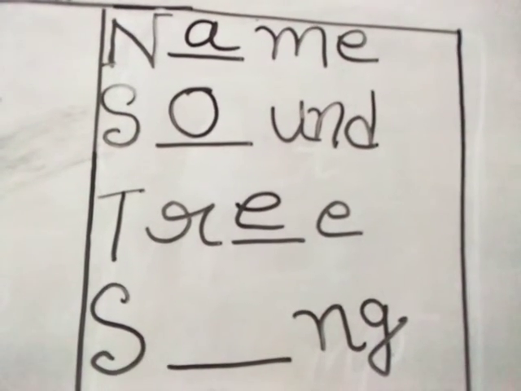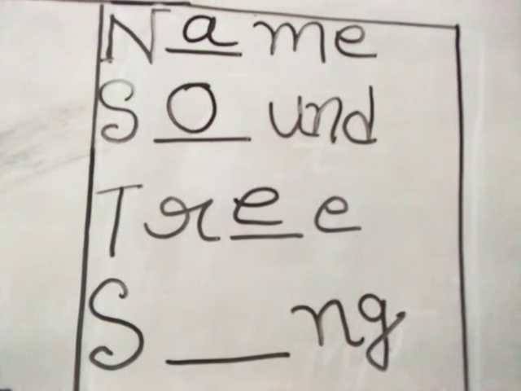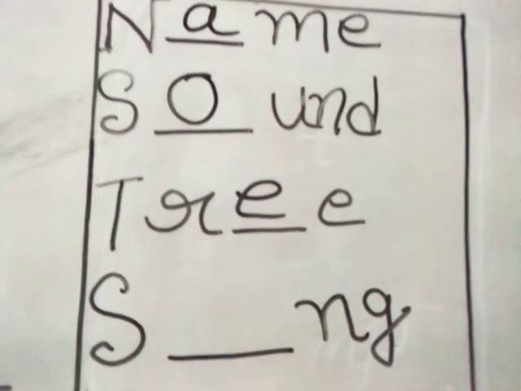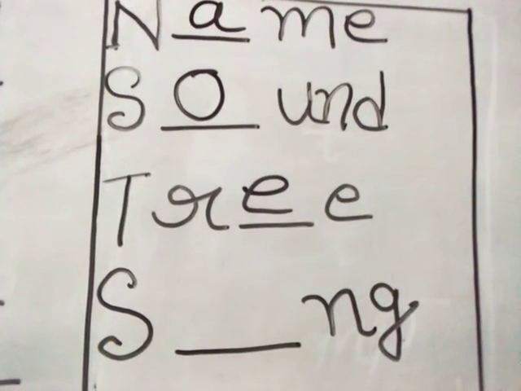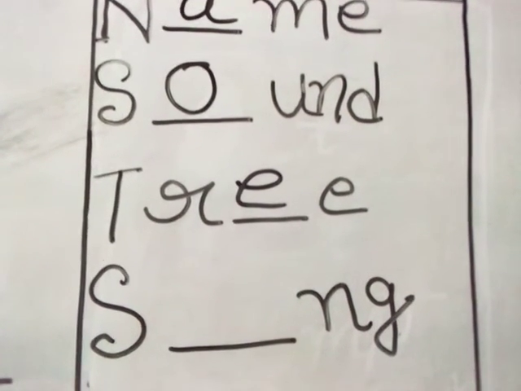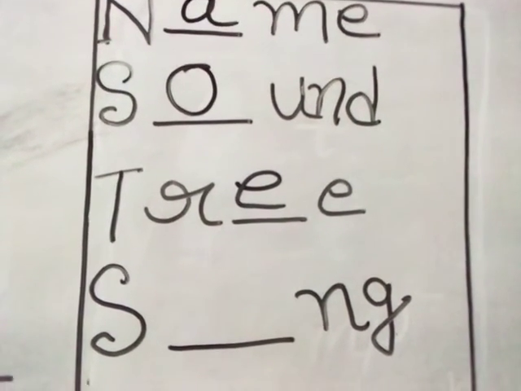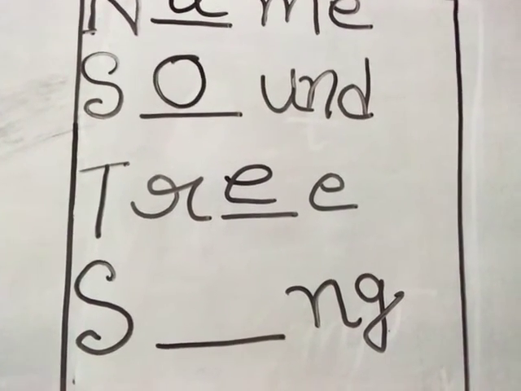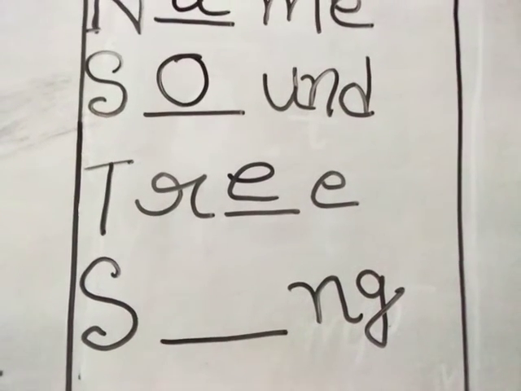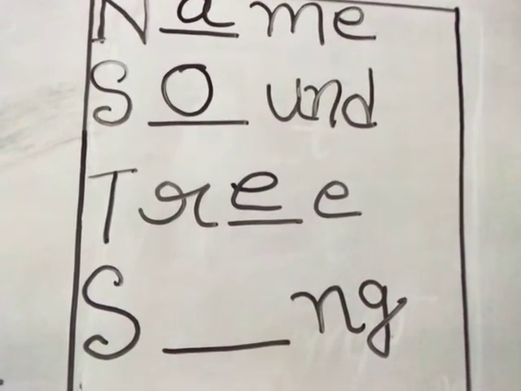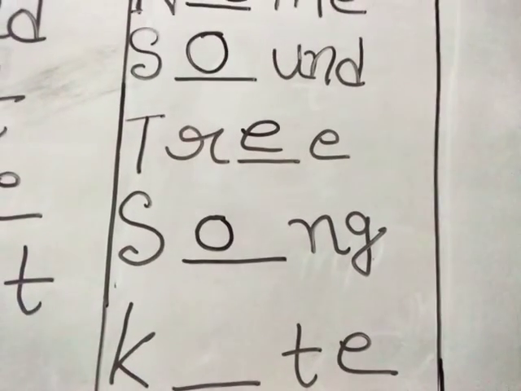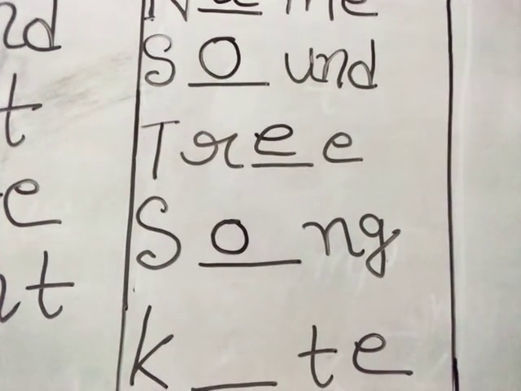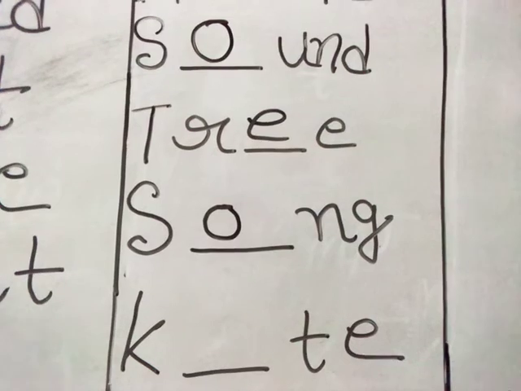Now next one, S-N-G. If I put I here, it becomes sing, a verb. Okay, yes, it's also a meaningful one. But if I put O here, then it becomes song. Song means music. But if you want to put I, then you can also put I. Both are correct, babies. But I would like to put an O here. So it's now song, S-O-N-G.